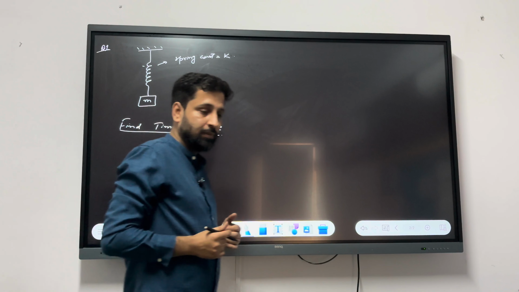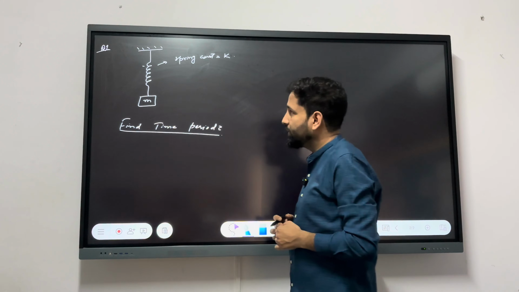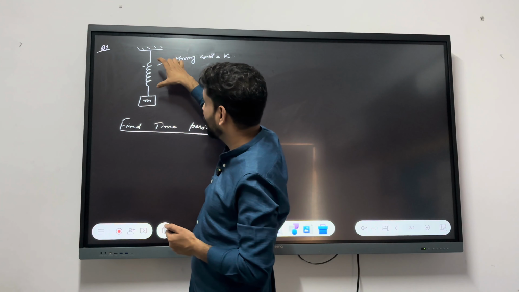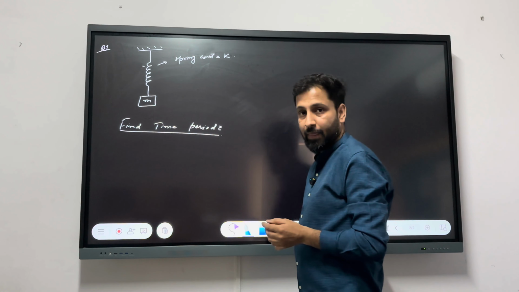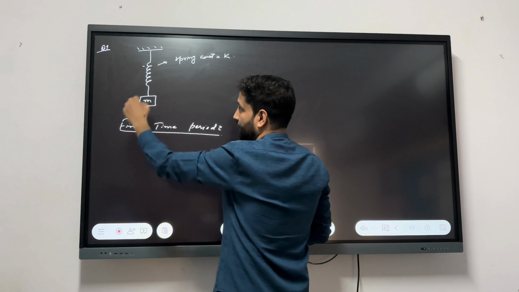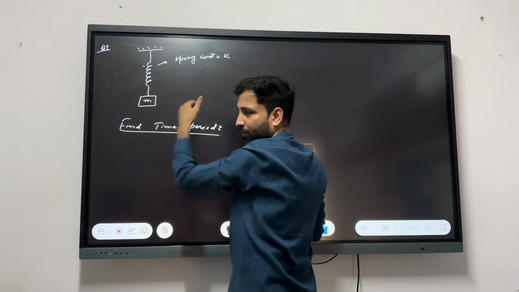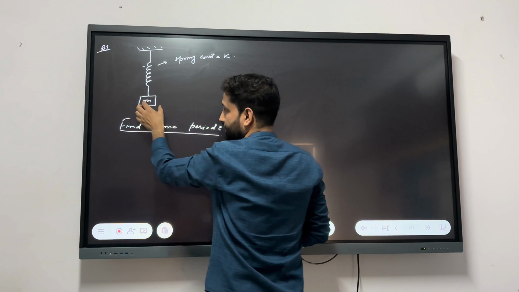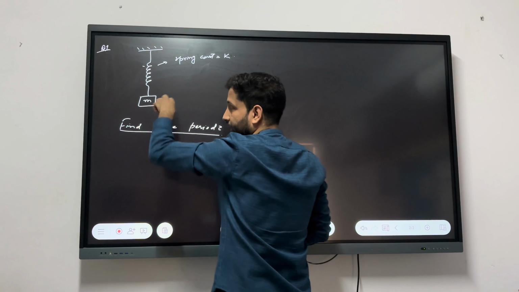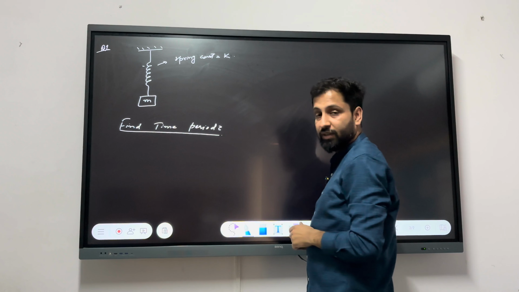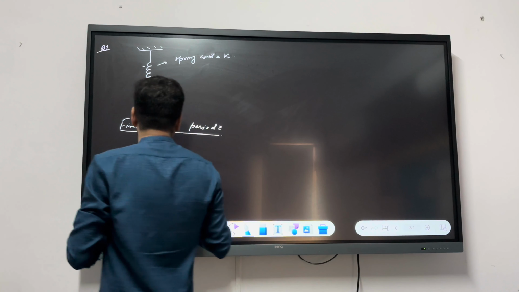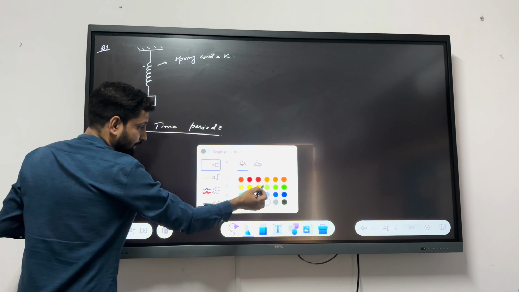So what was our first step? We have to find the mean position. Students, now tell me, is this the natural length of the spring, or is it the equilibrium position? Obviously, it's not the natural length. Natural length means if we remove this m, what will be the length of the spring? Obviously, it will be less, because the weight of this mass has elongated this spring. So we have to find first the equilibrium position. That's called the mean position. We know that some natural length will be here.